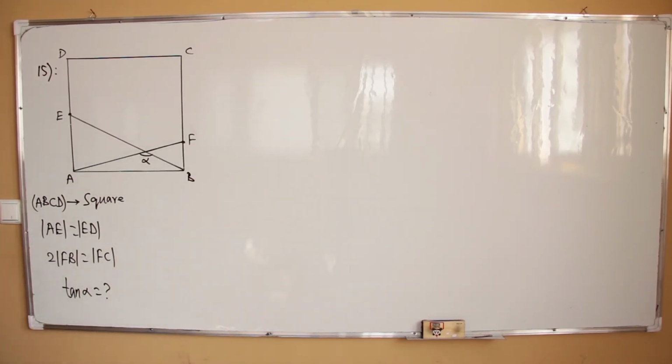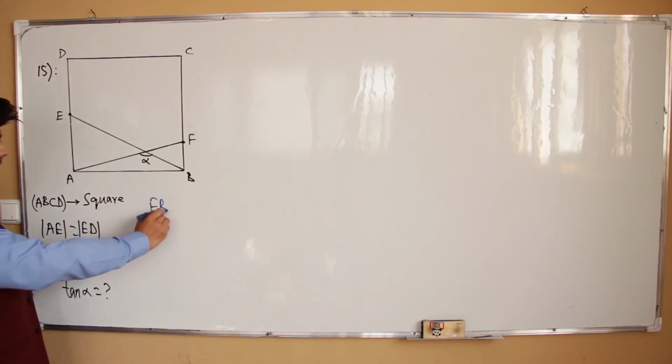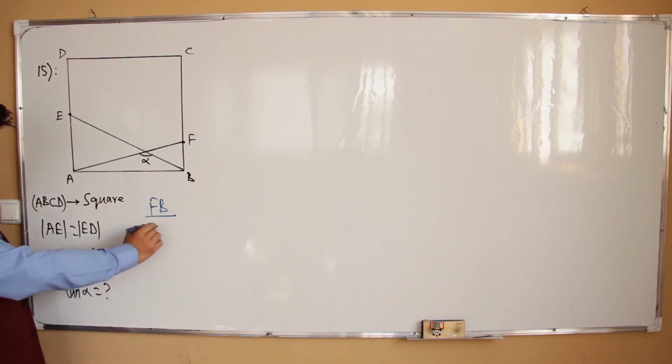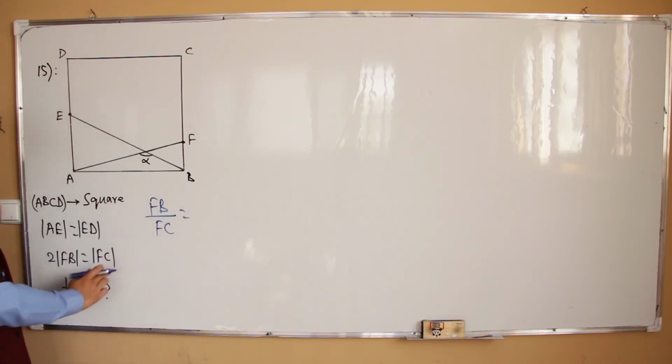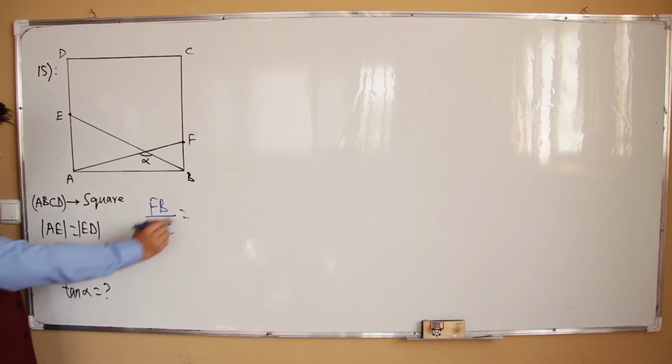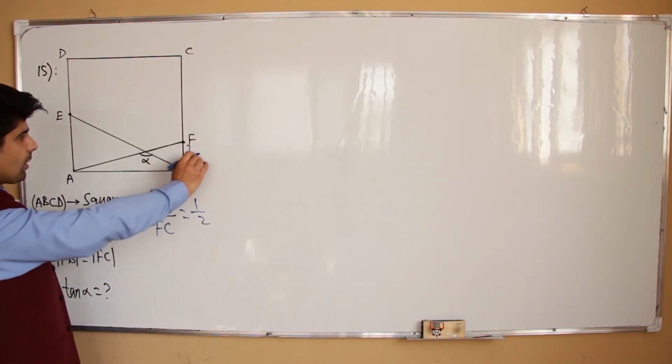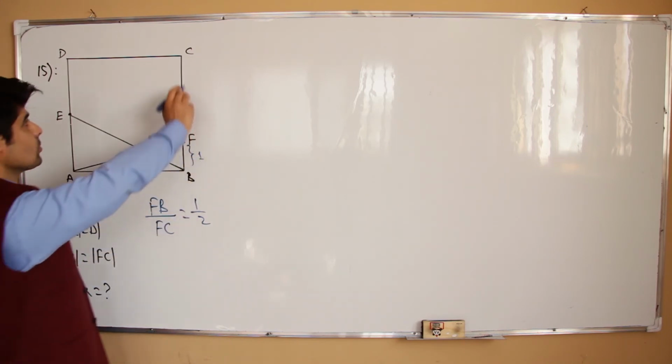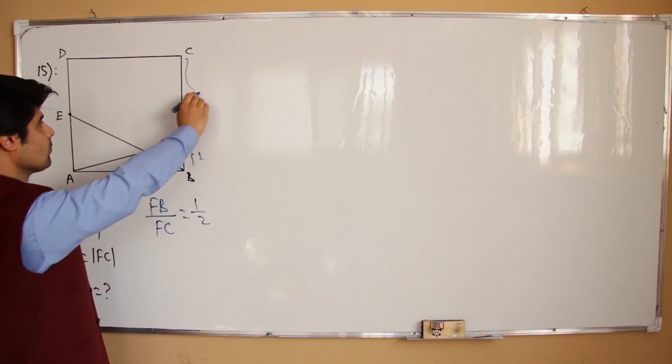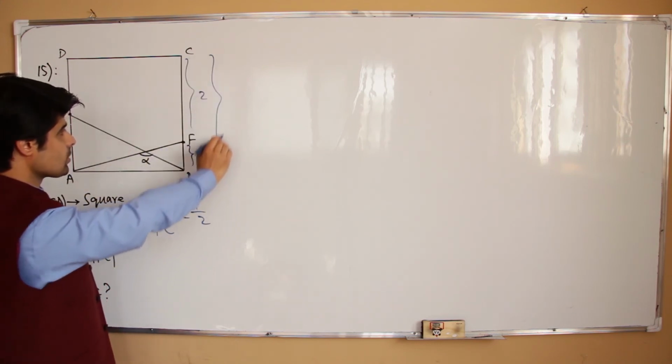Our last question for this lecture. We have a square ABCD. AE is equal to ED, this side with this side they are equal. 2FB is equal to FC. What does it mean? It means FB divided by FC is equal to the coefficient ratio, 1 by 2. It means FB is 1, FC is 2. So all side is 3.